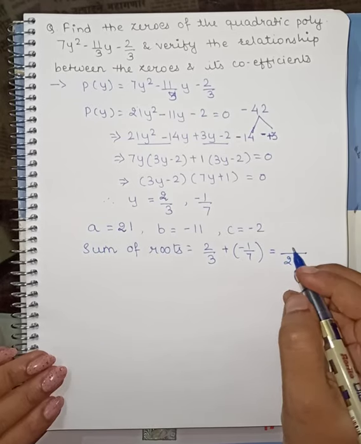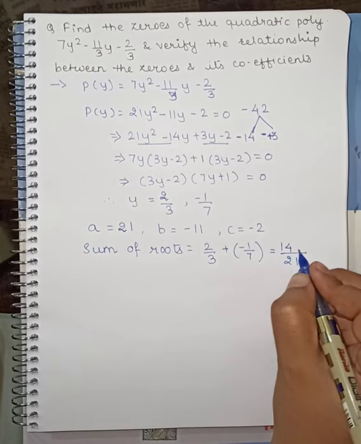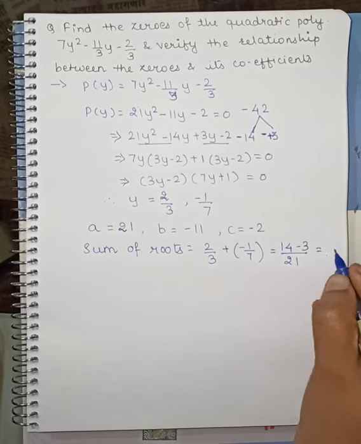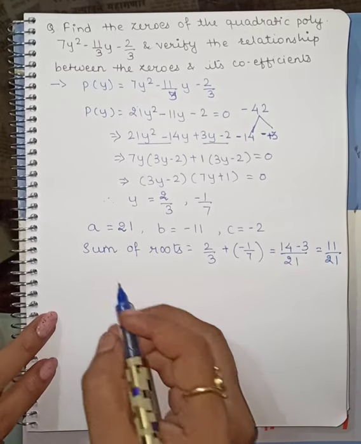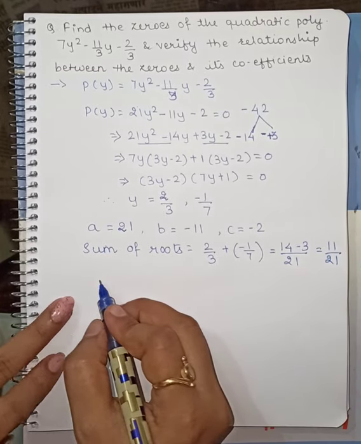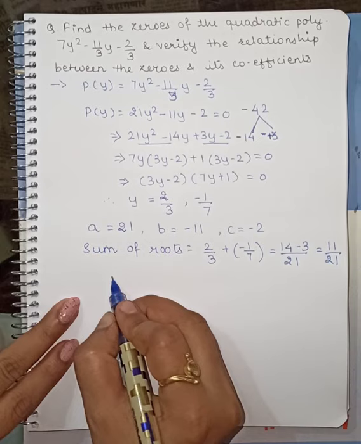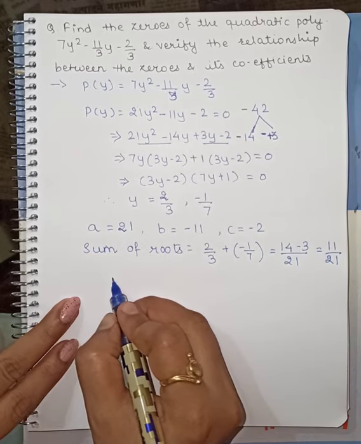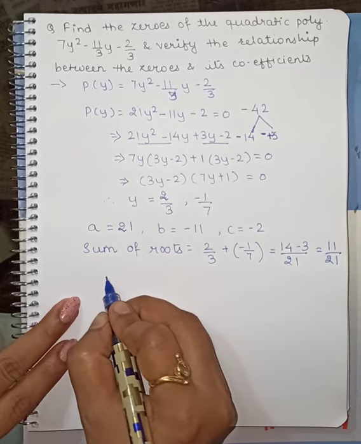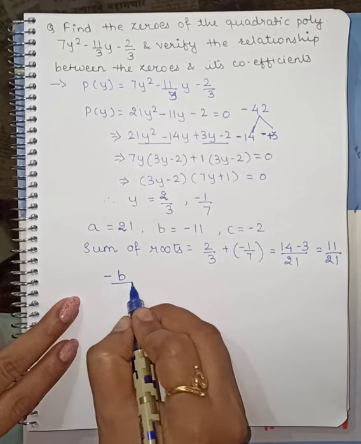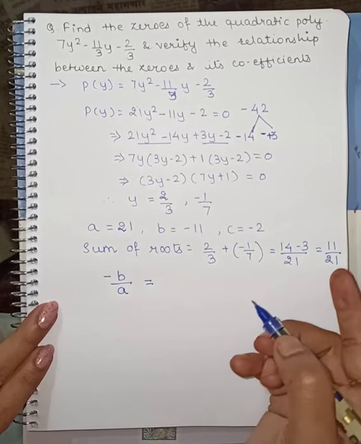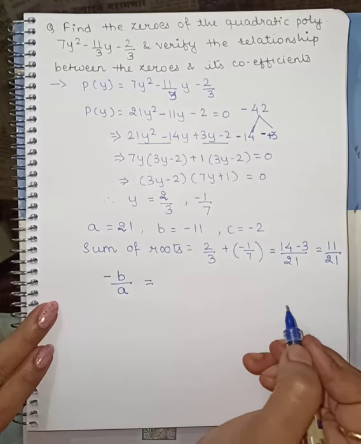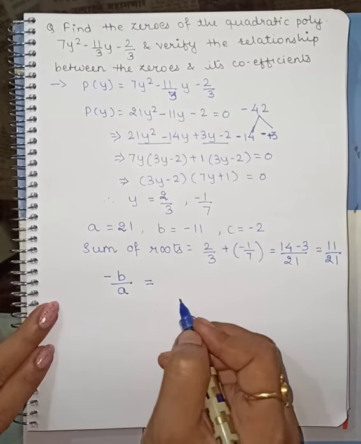So you will get 14 minus 3, which is equal to 11 by 21. And the relationship between the sum of the roots, that is alpha plus beta, is equal to minus b by a. So I will first check whether minus b by a is equal to 11 by 21. If it is equal, then it means we have verified the relationship.